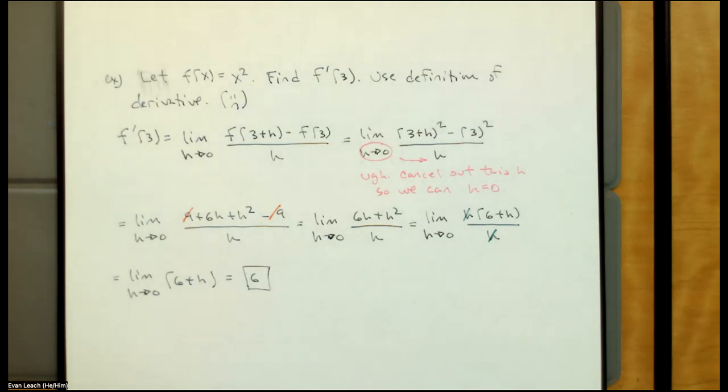Think back to the previous example, where we had the limit as x goes to 2 of x squared minus 4 over x minus 2. X couldn't be 2 because of that x minus 2 factor in the denominator. But once we cancel that out, we can plug x equals 2 in. The rest of the function, what's left over, is continuous at 2, just like 6 plus h is continuous at 0.